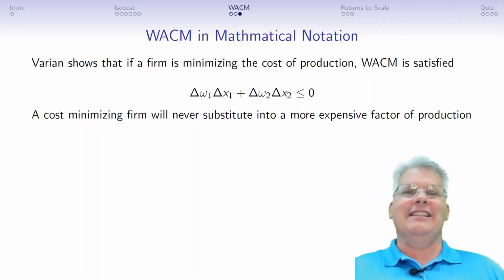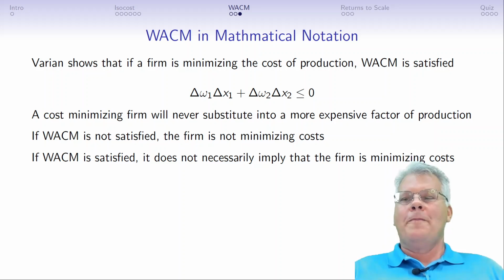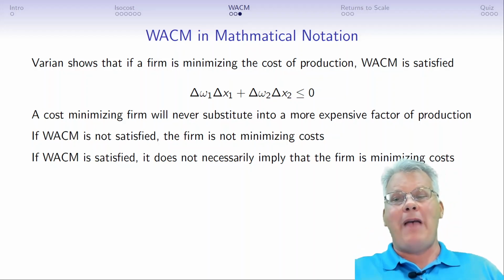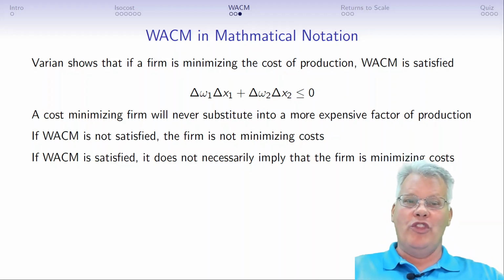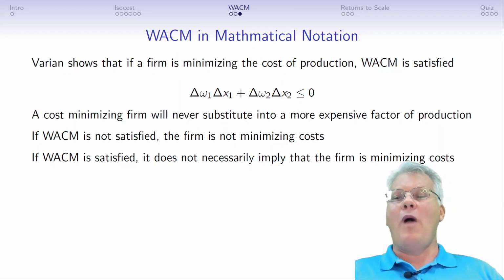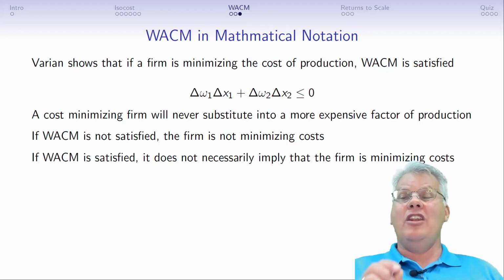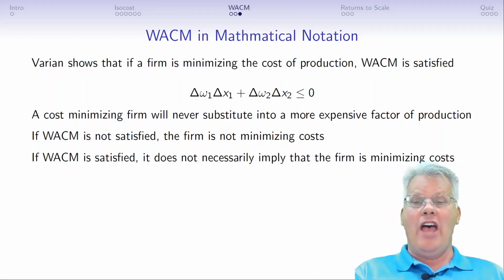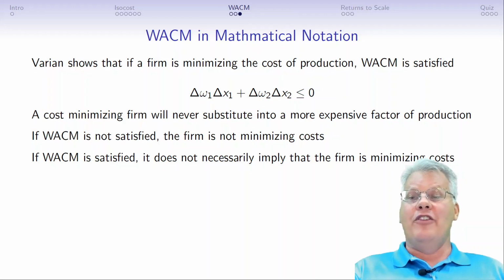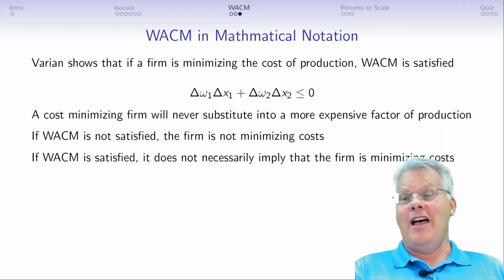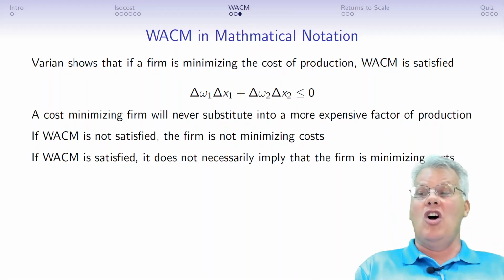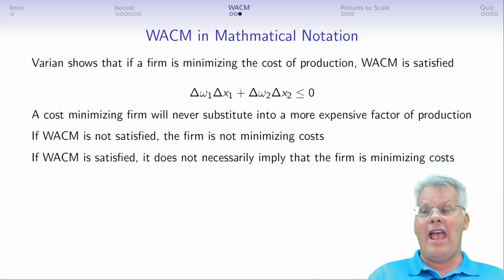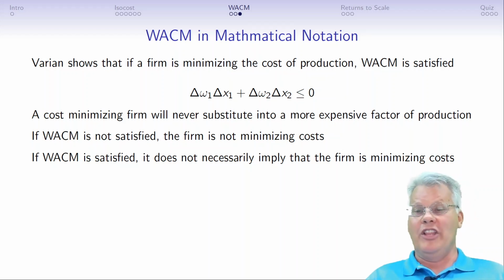It's evident. Okay, so back up: Varian assumed cost minimizing behavior and showed that WACM is satisfied. If WACM is not satisfied, then we can conclude the firm is not minimizing costs. However, if WACM is satisfied, we can't really imply anything from that. The firm may be minimizing costs, they might not. We're actually uncertain, and I'm going to show this numerically in just a second.